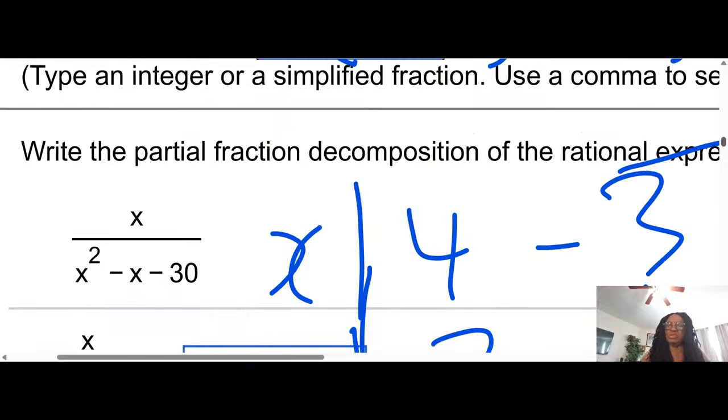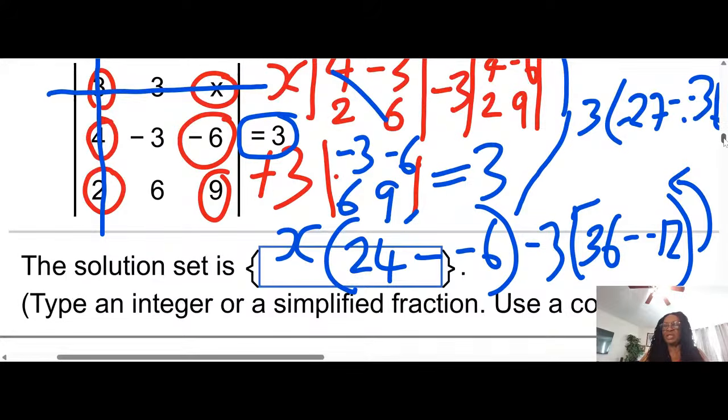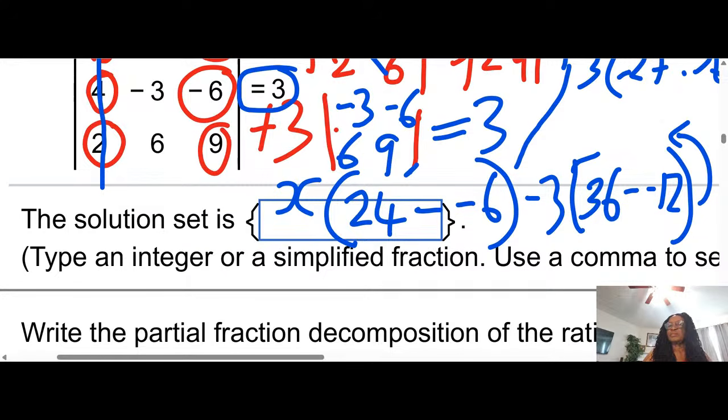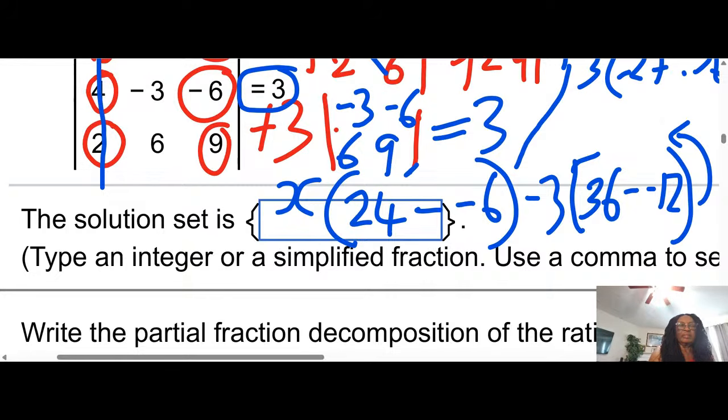So now I am going to collect like terms. Okay, so the first one is 26 minus minus 6 is 30. So I'm going to write 30x here. So I just evaluated this one. 26 minus minus 6 is 30x.